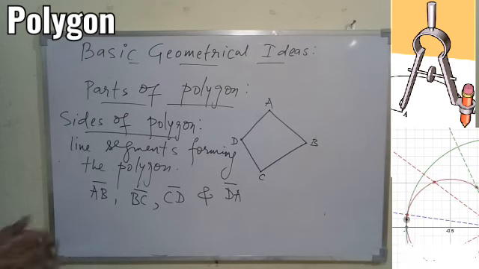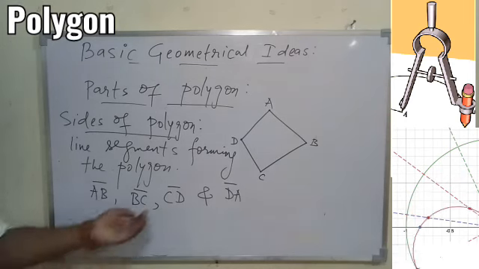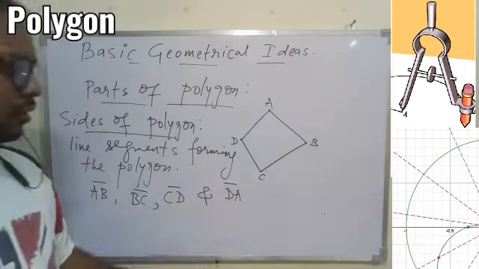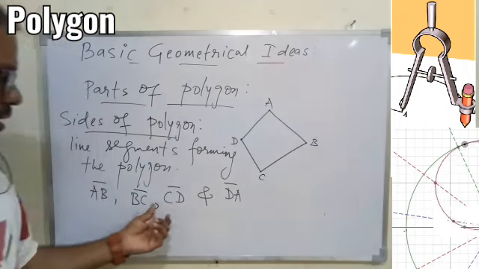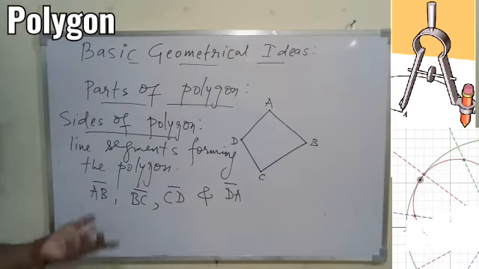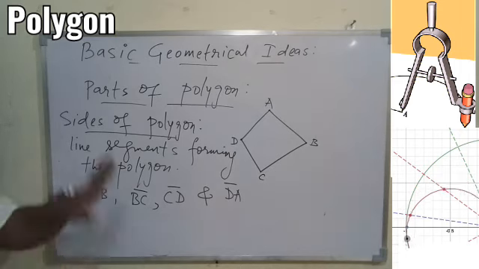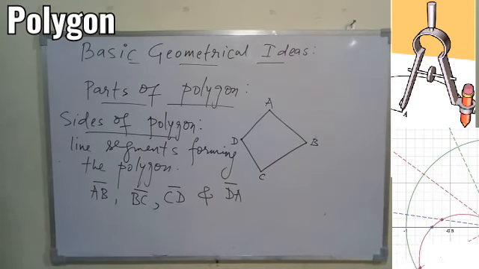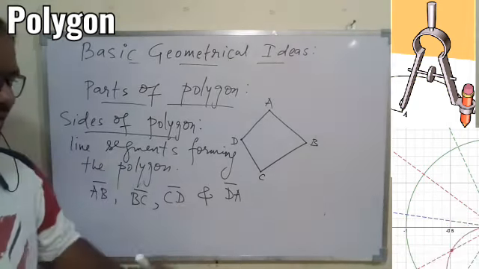You can give the name either way. AB can be written as BA also, CB, DC, AD. Overall, AD and DA are the same, CD and DC are the same, BC and CB are the same, AB and BA are the same. I hope you understood the meaning of sides. So you can say here we have 4 sides.